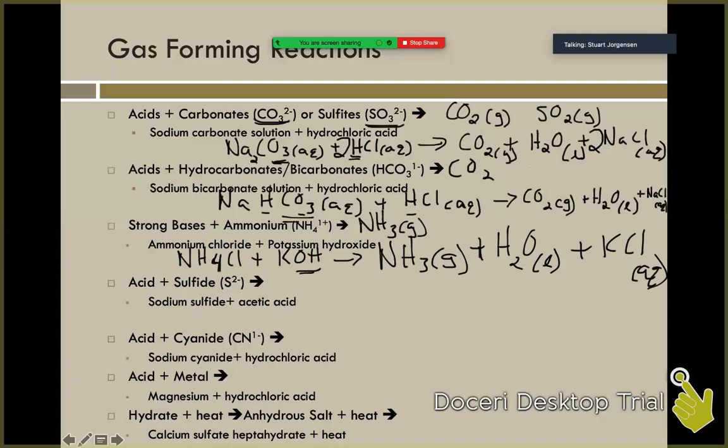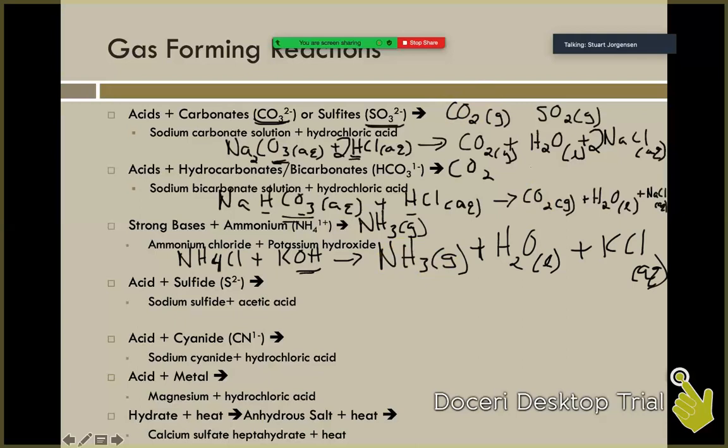Cool. Again, we're looking specifically at our gas molecules. So here our gas is NH3 gas, the ammonia gas. We had CO2 and CO2 for the other two examples up above. So just thinking about what we're going to be making as we start to have our gas produced. Cool. Next example here is an acid plus a sulfide.